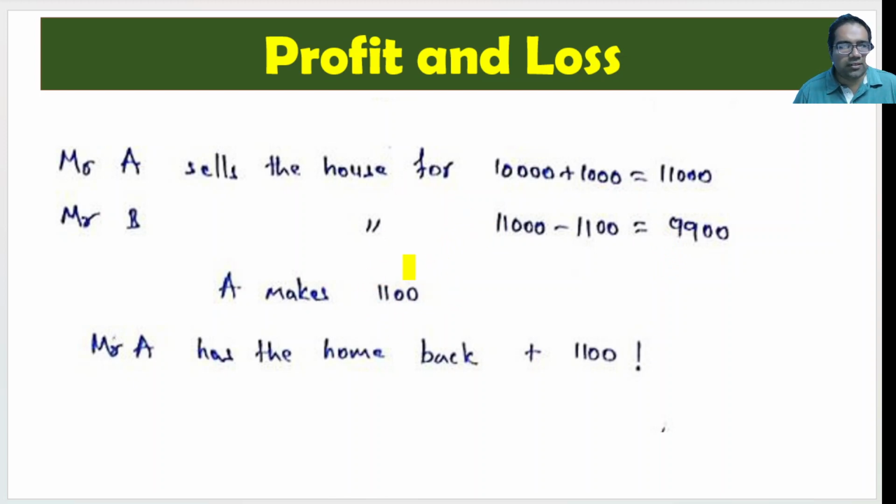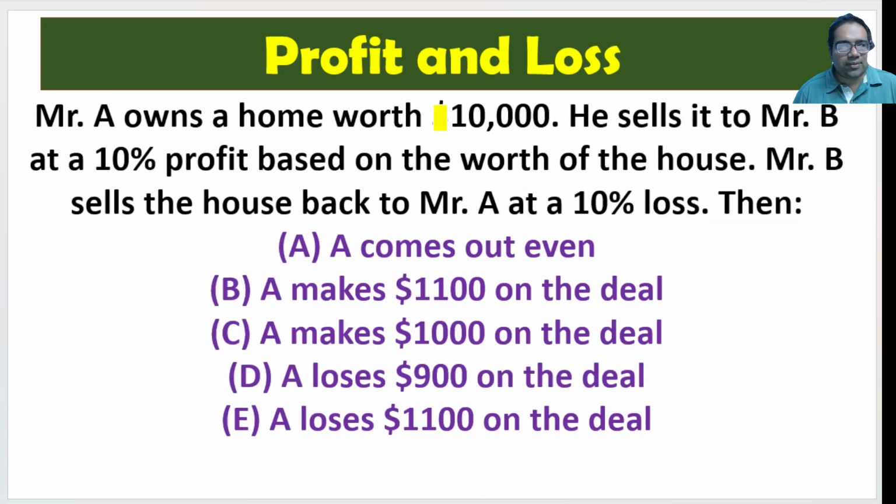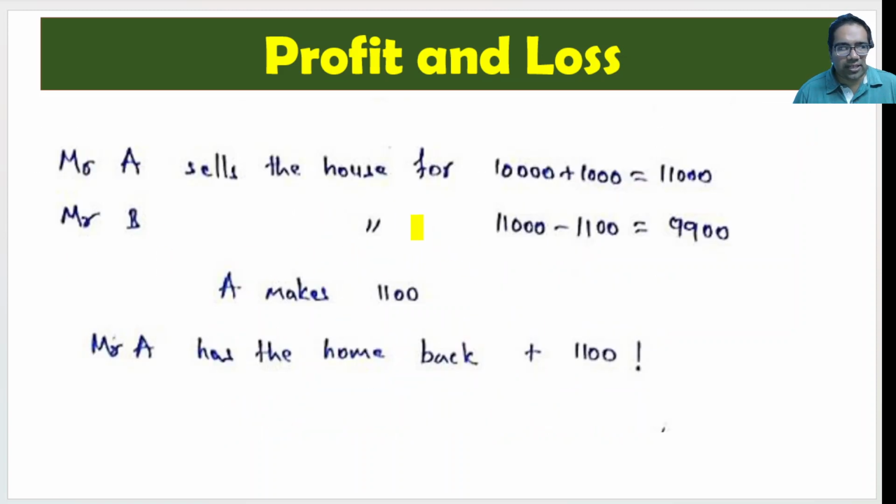Please don't get confused. For example, in the beginning, A has one house, right? And in the end, again, A has the same house, right? By the end of both these sales, A has got his same house again, plus this 1100 extra, right? A initially got 11,000 and he gave 9900 back. So A is left with 1100, right?